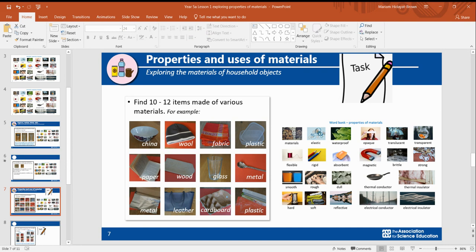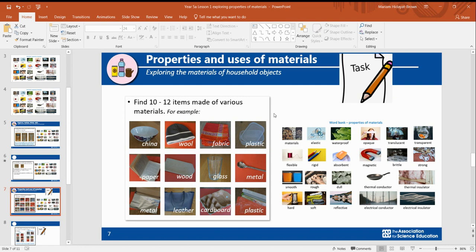Okay, your task now is to find 10 or 12 items made of various materials. So you're going to go on a scavenger hunt now around your house. And of course, you're going to ask your parents or whoever's at home with you if you can use the objects, if they don't belong to you, before you take them. So you could take things such as a bowl, obviously ask your parents' permission, books, glasses, cardboard, leather, whatever is reasonable for you to use. So you want things which are made of different materials.